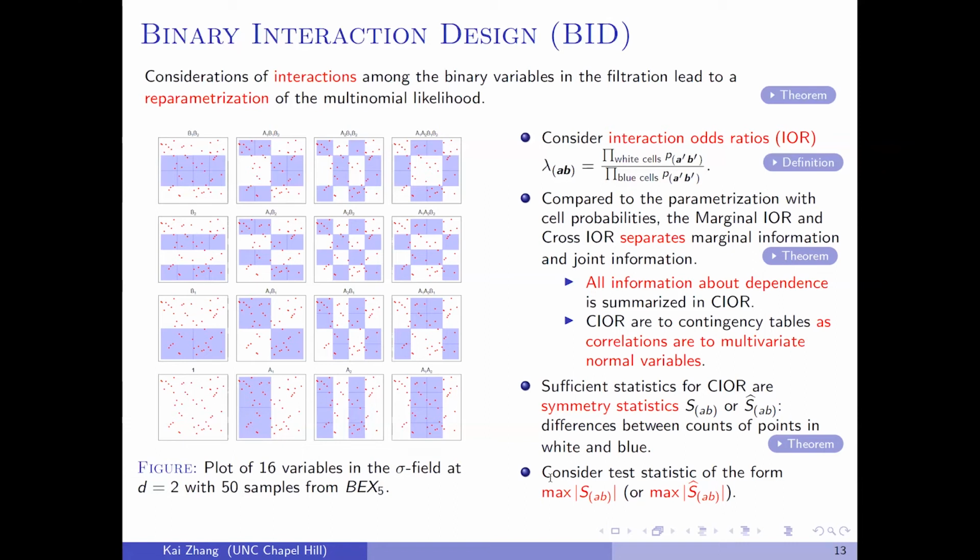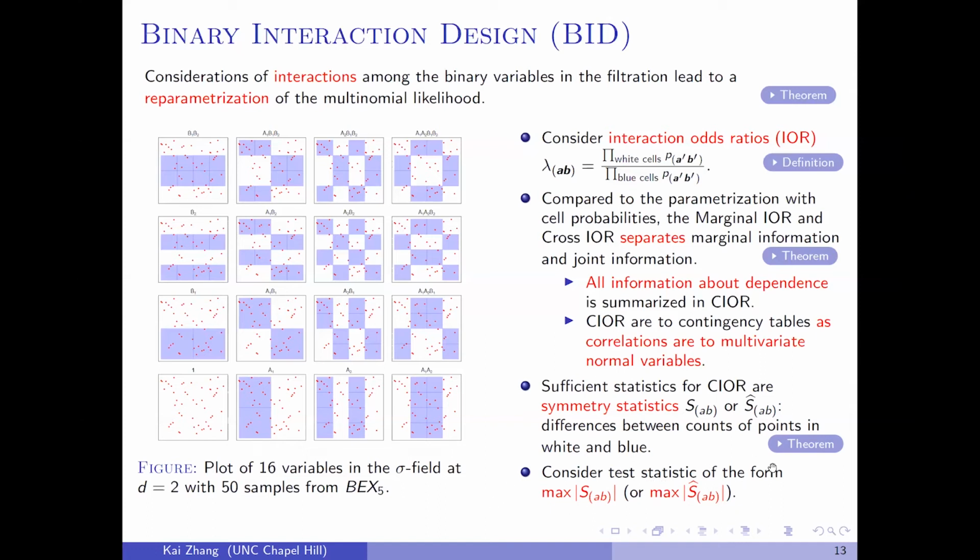Now that symmetry statistics are sufficient for the IORs, we should construct test statistics based on them. In this paper, we consider the test statistic as the maximal symmetry statistic in absolute value, and we call this test the max BET.